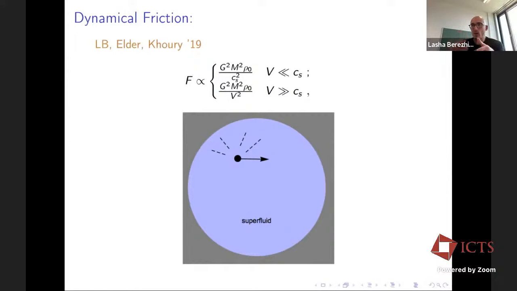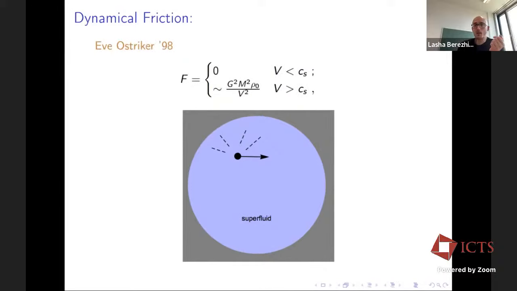There are also older results, including by Ivo Stryker, on how accelerated sources dissipate energy in a superfluid, because even if you don't expect dissipation for subsonic motion, you would expect it with accelerated motion, like Bremsstrahlung.